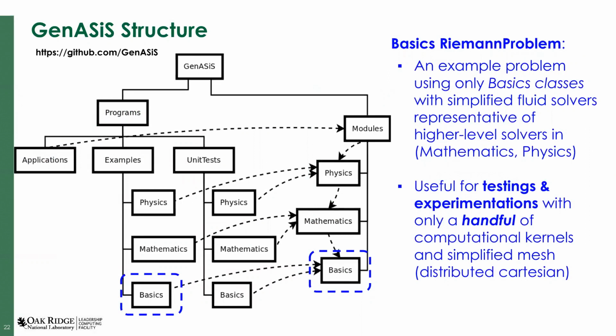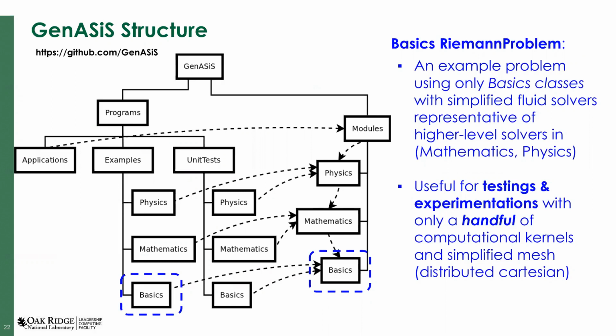Okay, so we have applied these techniques throughout our code GenASIS, but when we first started this, we worked on an example that used only the basic classes, and it turns out it's still useful to keep coming back to this basic example, which uses only the basic classes without the complication of the higher-level solver in our code, for testing and for experimentation.